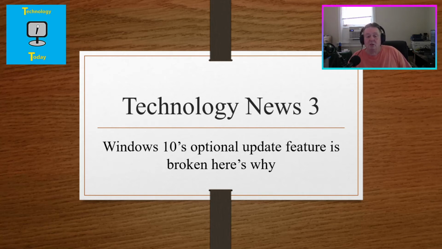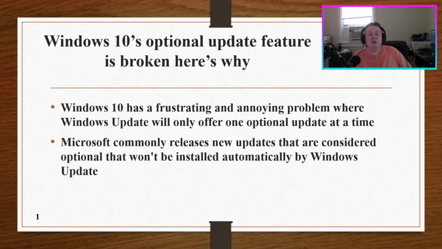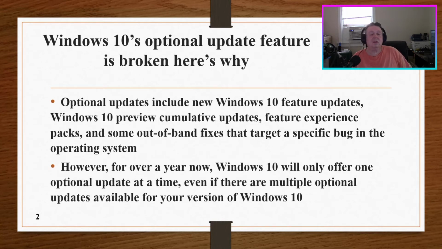Windows 10's optional update feature is broken, and here's why. Windows 10 has a frustrating and annoying problem where Windows Update will only offer one optional update at a time. Microsoft commonly releases new updates that are considered optional that won't be installed automatically by Windows Update. Optional updates include new Windows 10 feature updates, Windows 10 preview cumulative updates, feature experience packs, and some out-of-band fixes that target a specific bug in the operating system.